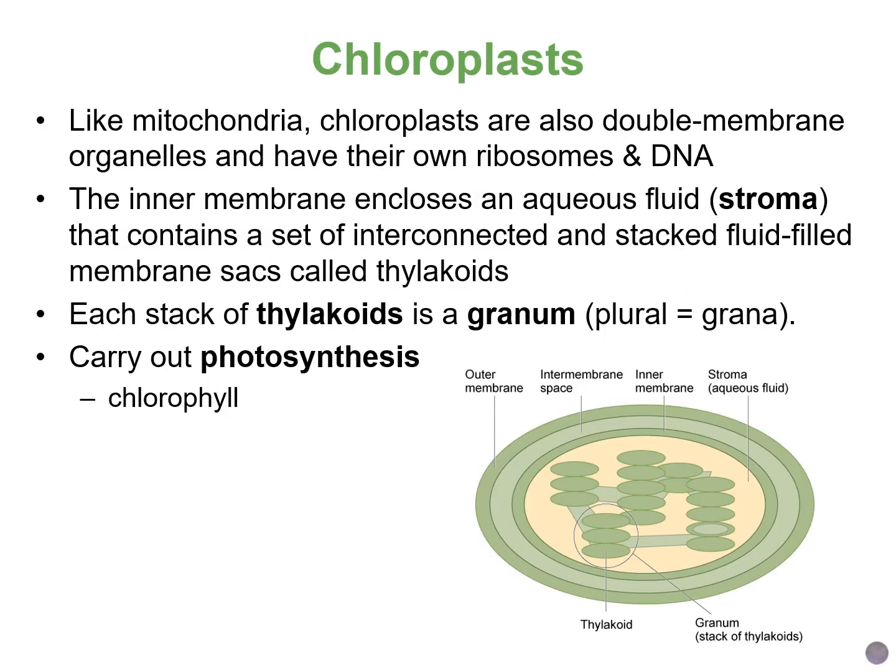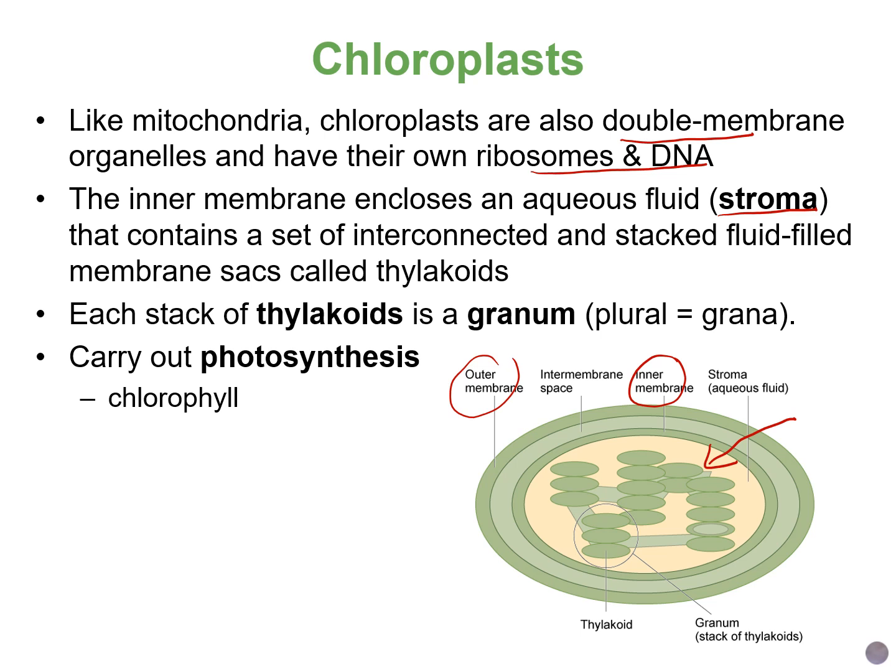Chloroplasts are only found in plants, but interestingly, they're similar in their structure to mitochondria because they're also double membrane. They have 2 phospholipid bilayers, and they also have their own DNA and ribosomes. So they have that outer membrane, and they have an inner membrane, and the liquid inside is called the stroma. That would be synonymous to the mitochondrial matrix.